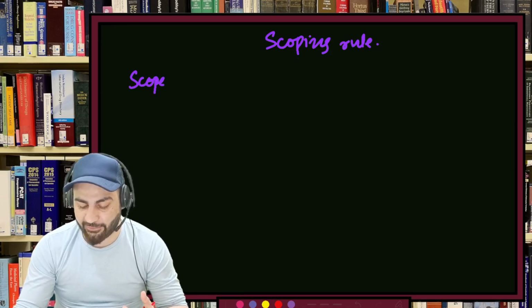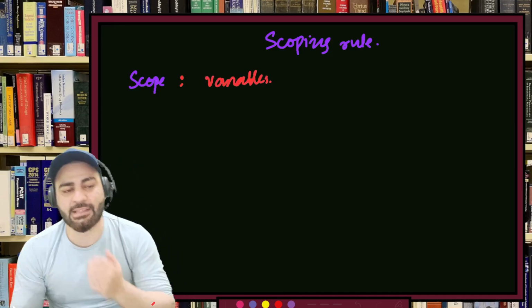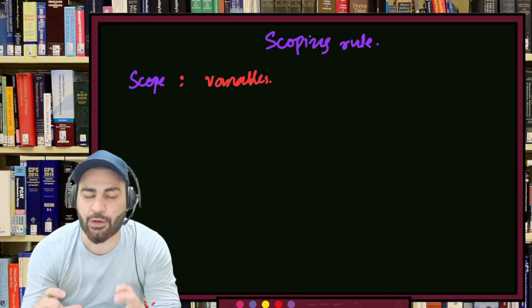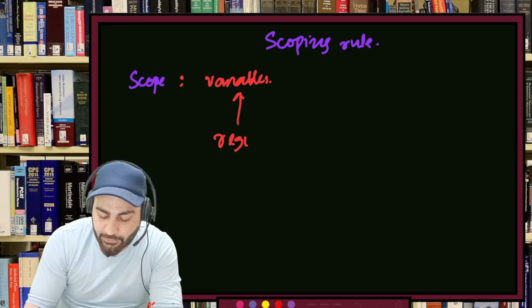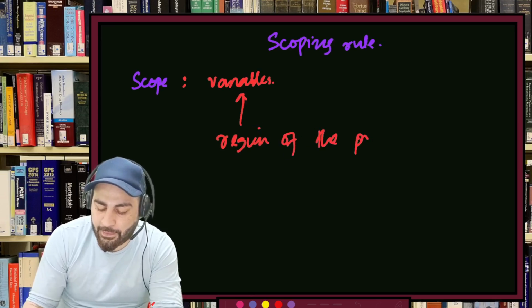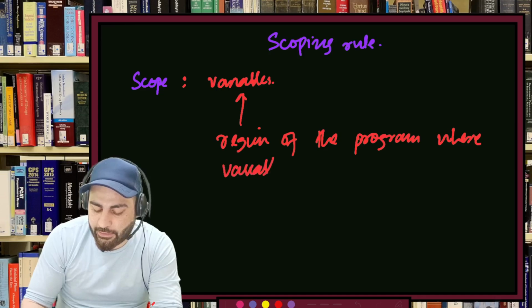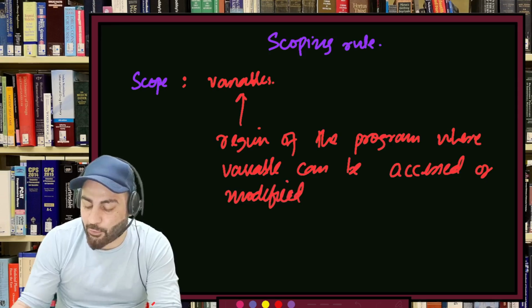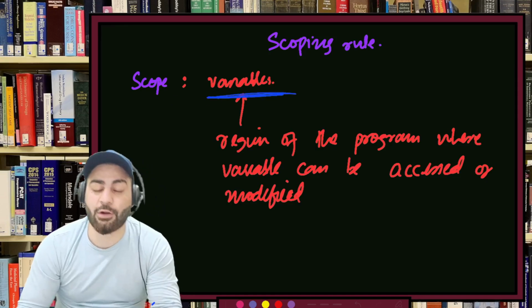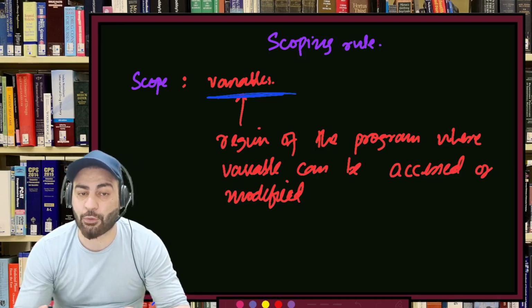This scope is defined for data types or variables. What scope means is the region of the program where a variable can be accessed or modified. That begs the question: that variable will not be visible throughout the program. If we use some variable, it will probably be visible only to a certain region of the program. That region is called a scope.